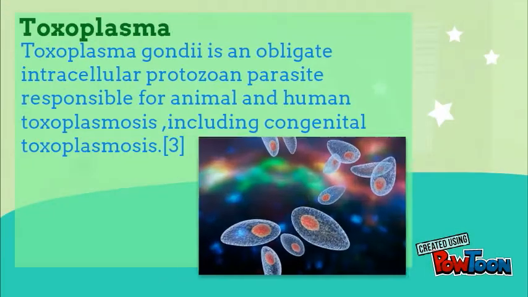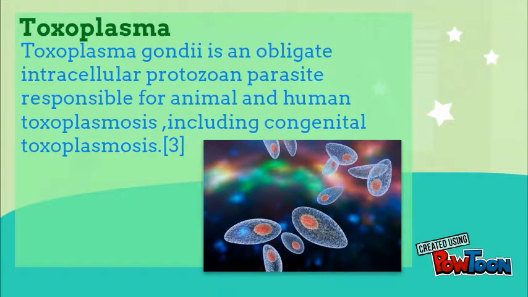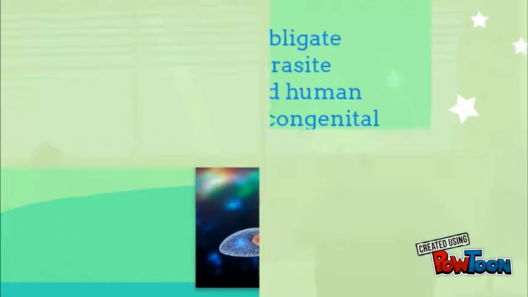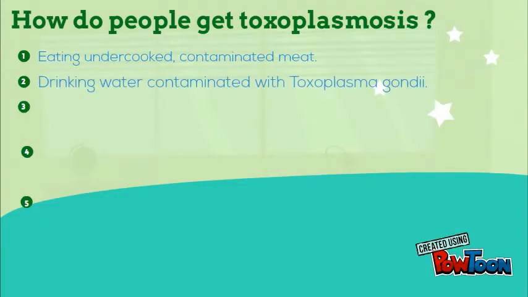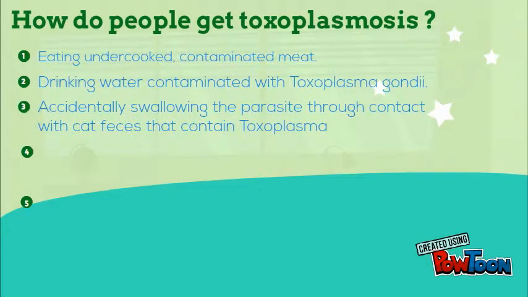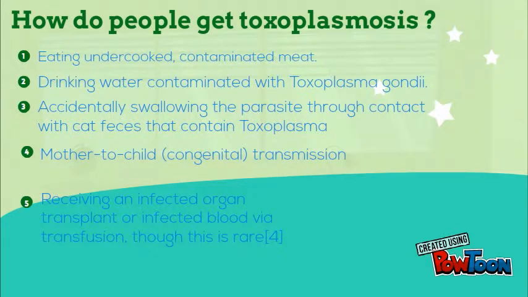In TORCH, T stands for Toxoplasma. Toxoplasma gondii is an obligate intracellular protozoan parasite responsible for animal and human toxoplasmosis. There are several ways that people get toxoplasmosis, like by eating undercooked contaminated meat, or by drinking contaminated water, or accidentally swallowing the parasite through contact with cat feces that contain Toxoplasma, and also there's mother-to-child transmission.